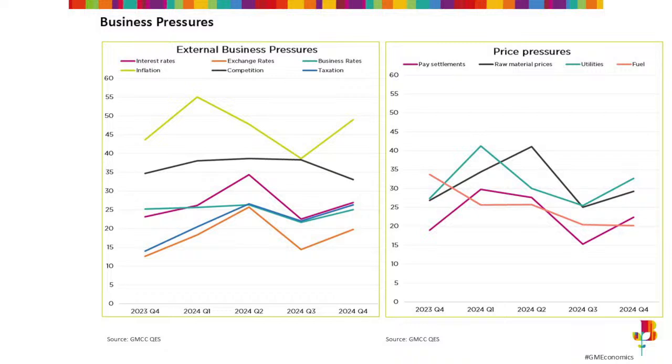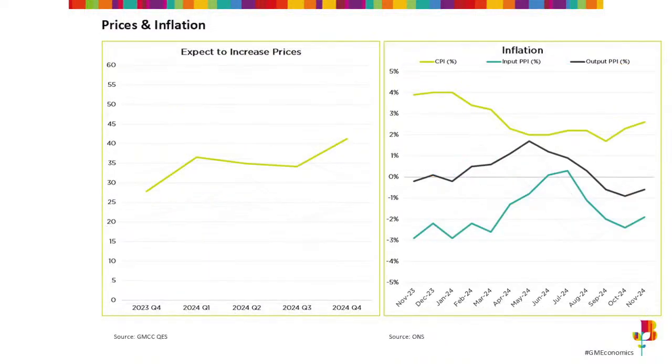And there is one more confirmation for that, which is the other question in the QES, where we ask businesses, do you expect to increase the prices of your goods, the selling price of your goods, in the coming months? And actually that's gone up again in this quarter. So from a balance of just under 35, to actually about a third.